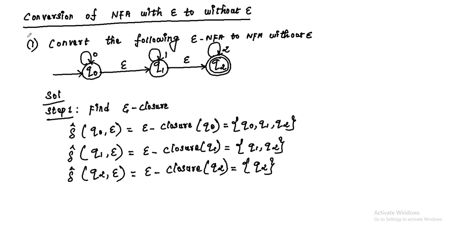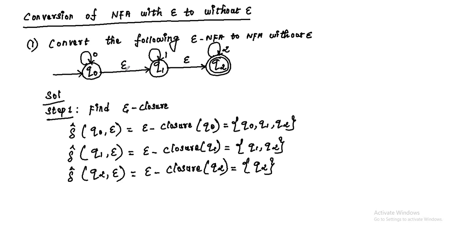The topic we are going to look at is conversion of NFA with epsilon to without epsilon. Coming to the first problem, convert the following epsilon NFA to NFA without epsilon. In the first step, find the epsilon closure for the given transition diagram.